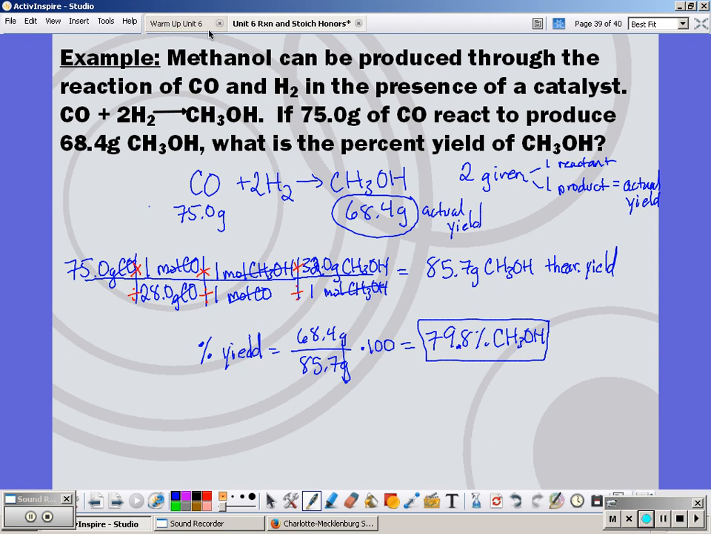So if you're working in industry, you want your percent yield to be as high as possible, because then that means you're not wasting anything.